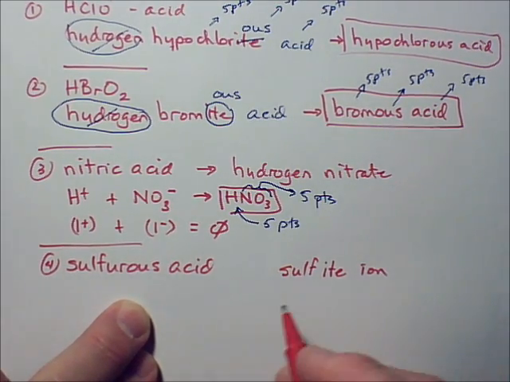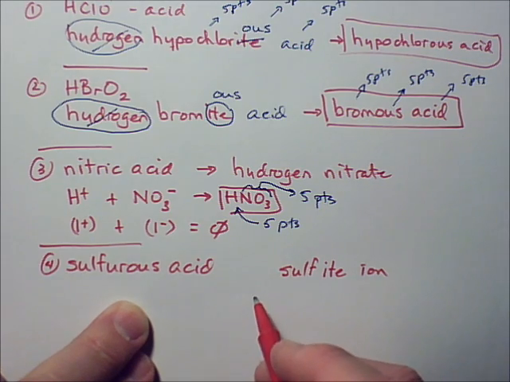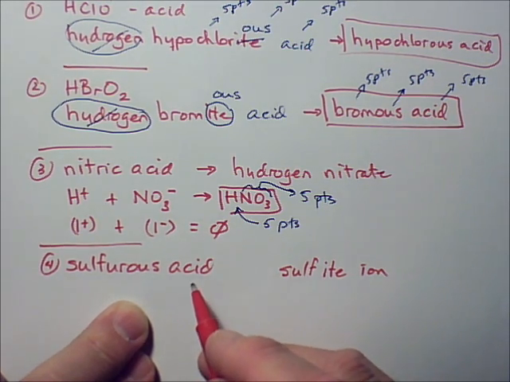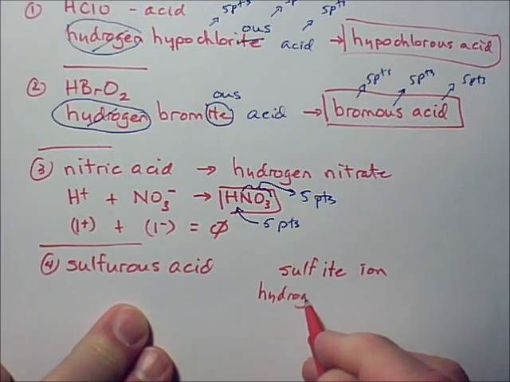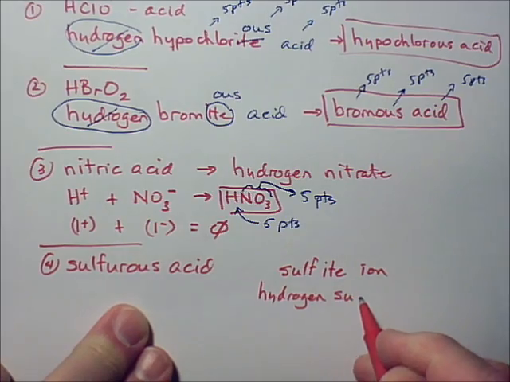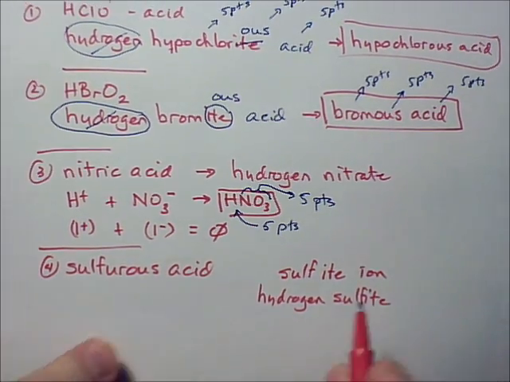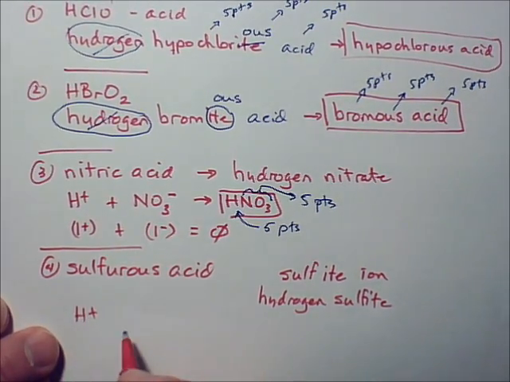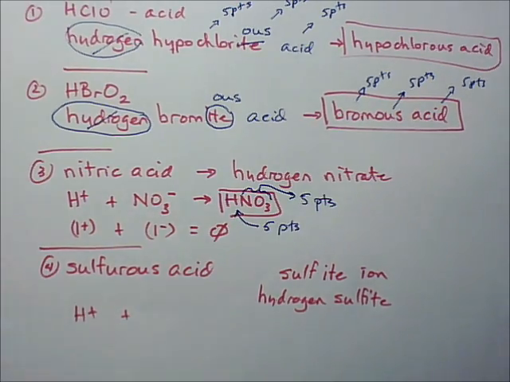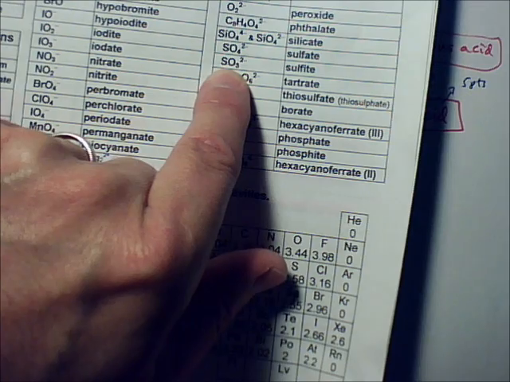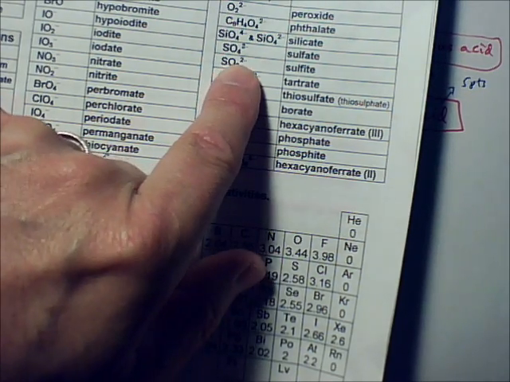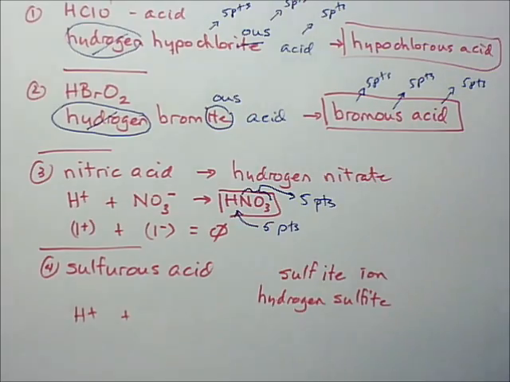And since it's an acid, we're going to have hydrogen on the front. So the name of the formula, if we're naming it like an ionic compound, should be hydrogen sulfite. So we're going to have hydrogen ions, and we need to find the sulfite ion. On your common ions list, sulfite is listed right here. SO3 2 negative, that's sulfite.